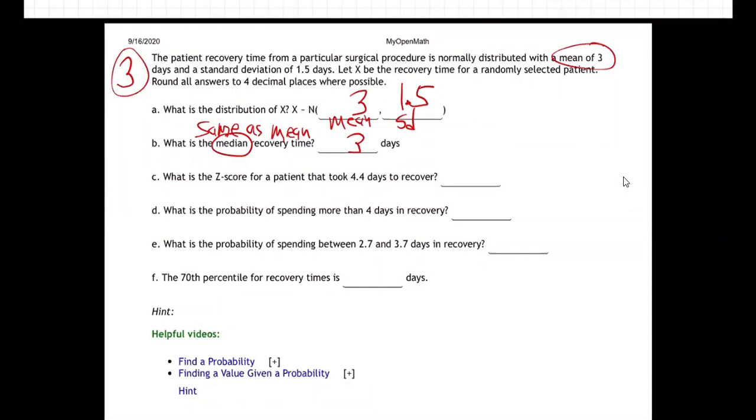Next question. What is the Z-score for a patient who took 4.4 days? Now, we had Z-score on the last test, I believe, right? And you guys remember it perfectly, right?